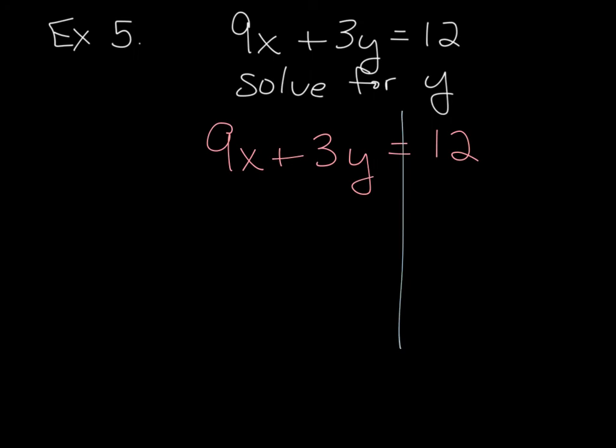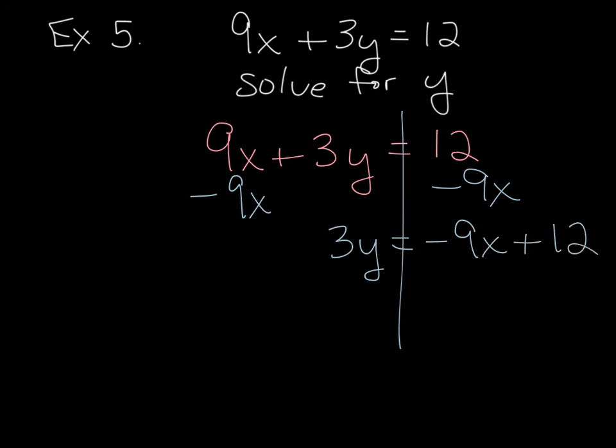Again, to move the 9x, I'm simply subtracting it from both sides because I just need to move it. That's all I need to do. I don't want it on that side anymore. And again, what I do to one side, I have to do to the other. So I get 3y is equal to negative 9x plus 12. Then I want to get that y all by itself, so I'm going to divide everything by 3.